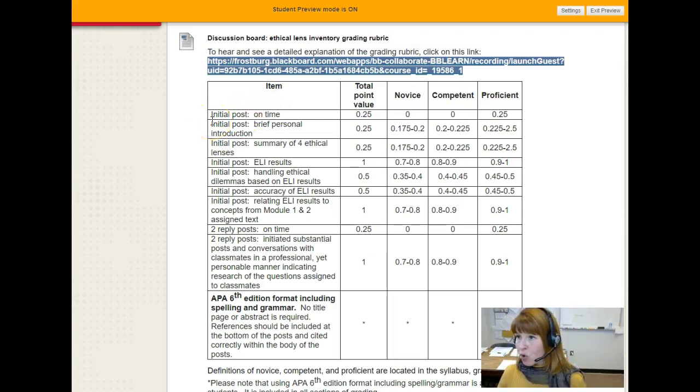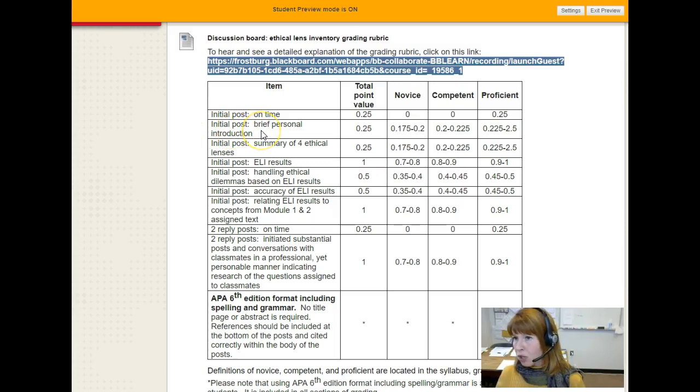You will get a 1/4 of a point just for completing your initial post on time. The initial post is the very first time that you post an answer. A lot of discussion boards require that you also make replies, but when I say initial, it's actually your first response to the question or a group of questions.